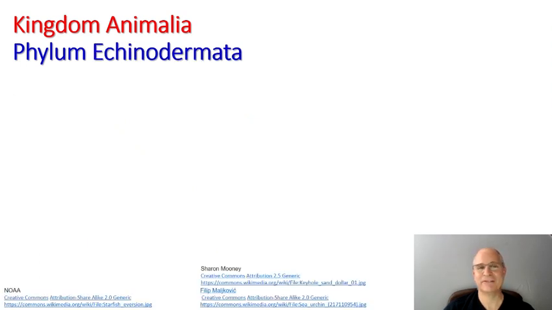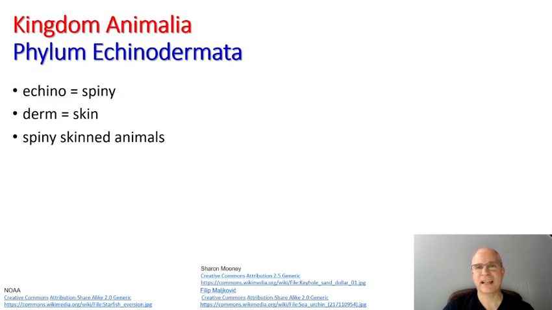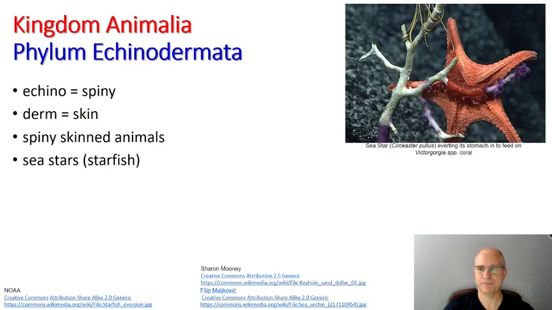Next phylum is the phylum Echinodermata, which I know is another one of those big names, but if we break it down, echino means spiny, derm, like the dermis, means skin. So the echinoderms are the spiny-skinned animals. And the real classic example of these are the sea stars, or what we used to call starfish. And this is a real neat example of a sea star that's going to show another trait we're going to talk about in a minute.